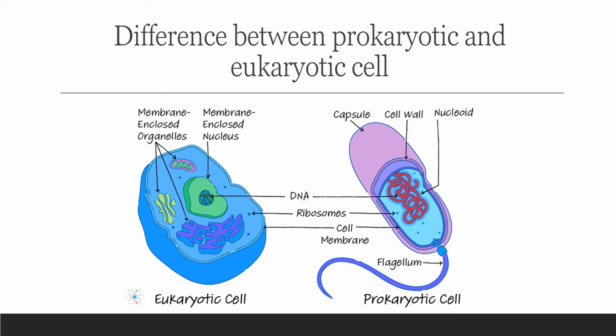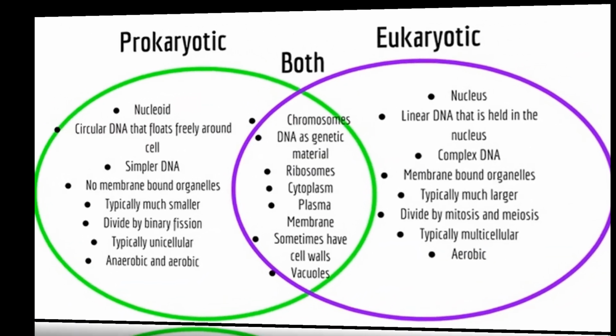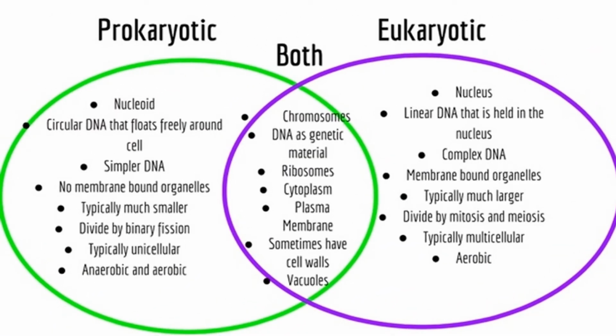So in the next slide, I will be showing you a summary of differences and the similarities between prokaryotic cell and eukaryotic cell. So in this diagram, you can see prokaryotic cell includes nucleoid, circular DNA that floats freely around the cell, simpler DNA, no membrane-bound organelles, typically much smaller, divided by binary fission, typically unicellular, anaerobic and aerobic.